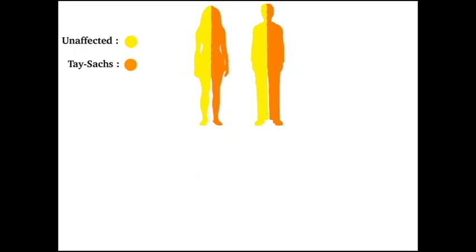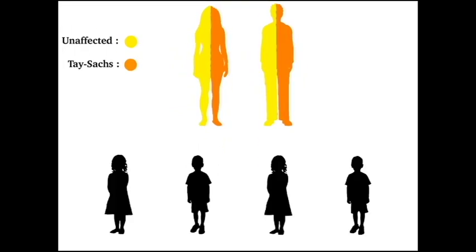Tay Sachs is inherited through recessive genes, so both parents need to carry a copy of the mutated gene for their offspring to have Tay Sachs. Even if 2 parents both have the recessive gene, there is only a 25% chance their offspring will have Tay Sachs, but there is a 50% chance that their offspring will be a carrier of the disease. Also, there is a 25% chance that their offspring will be rid of the mutation completely.